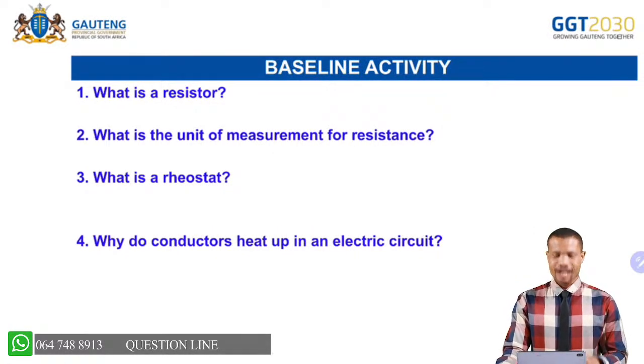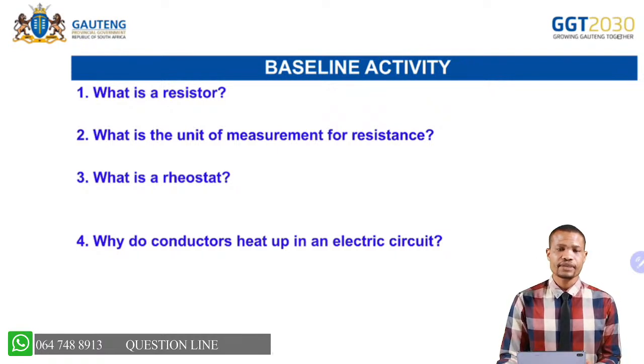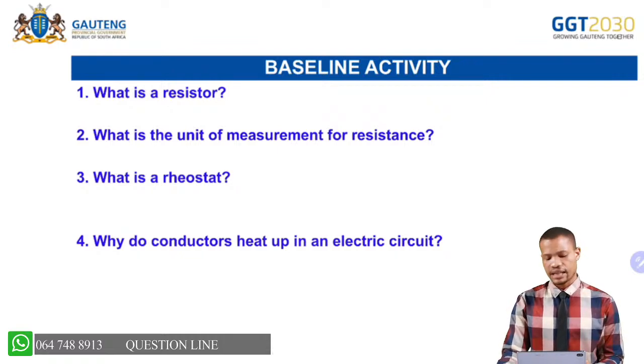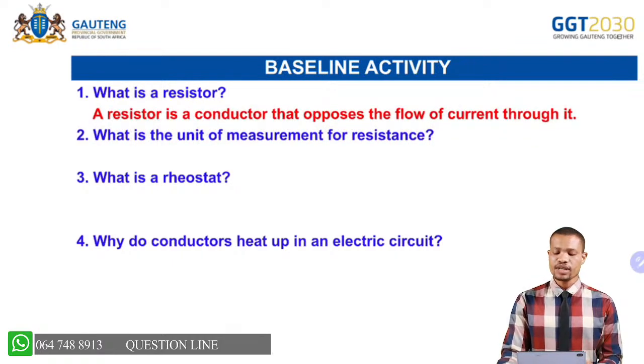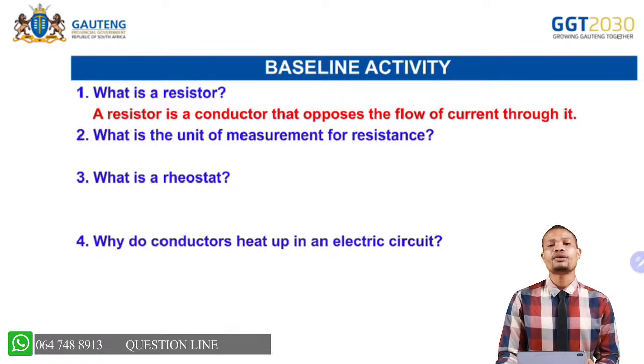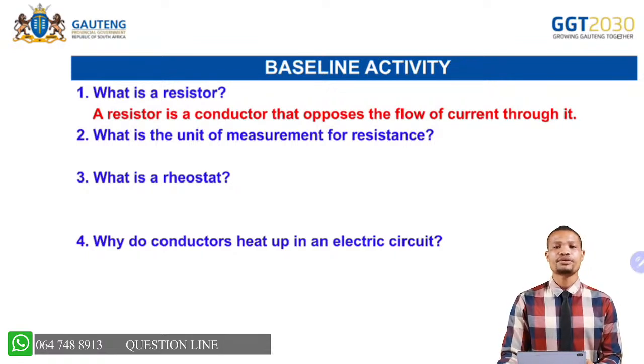Welcome back, learners. I hope you were able to work through these 4 easy questions. If you struggled with any of the questions, don't you worry, I will discuss it with you. Right, so the first question says, what is a resistor? Anyone has an idea? Yes, that is correct. A resistor is a conductor that opposes the flow of current through it.